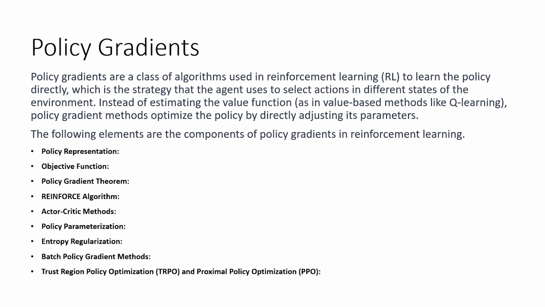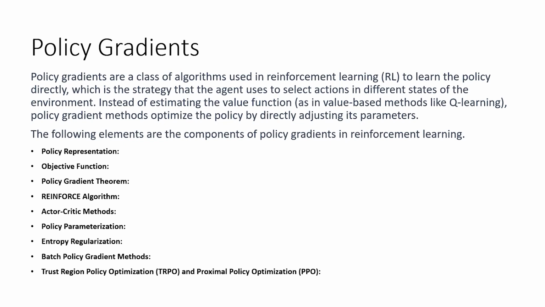Policy gradients are a class of algorithms used in reinforcement learning to learn the policy directly, which is the strategy the agent uses to select actions in different states of the environment, instead of estimating the value function as in value-based methods like Q-learning. Policy gradient methods optimize the policy by directly adjusting the parameters. So the following are the components of policy gradient in reinforcement learning.